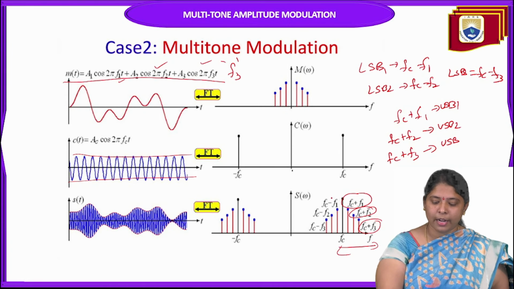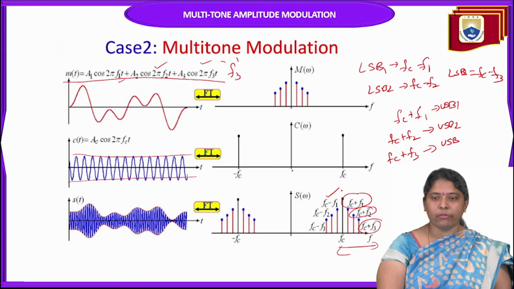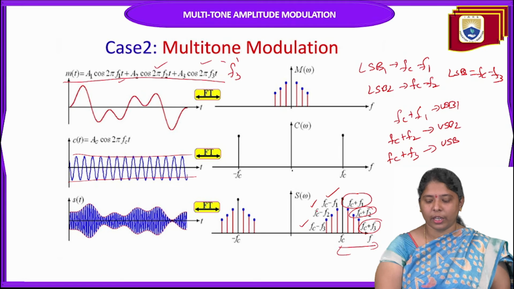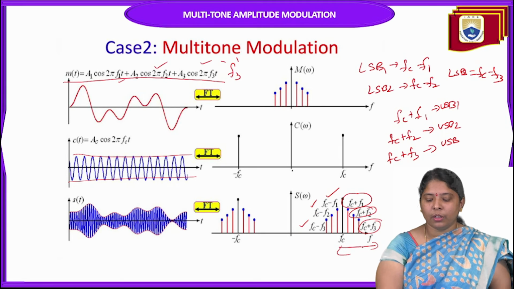So first side band, lower side band Fc minus F1. Second lower side band Fc minus F2. And third side band Fc minus F3. This is the spectrum of multi-tone AM wave. Coming to the bandwidth, what is the bandwidth calculation for multi-tone AM waves?